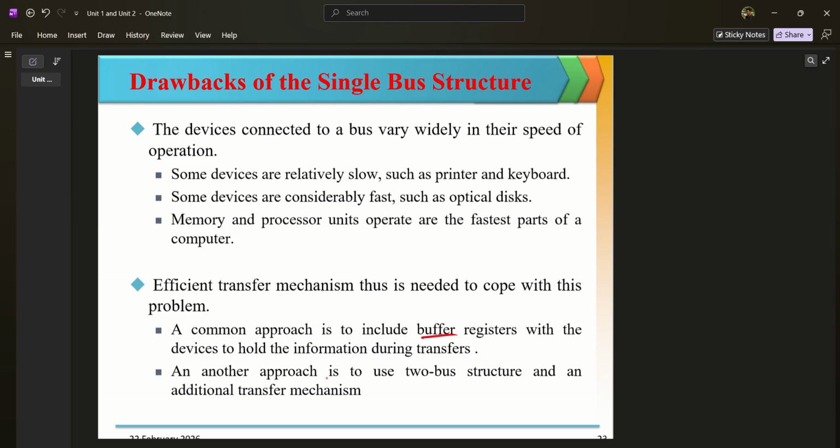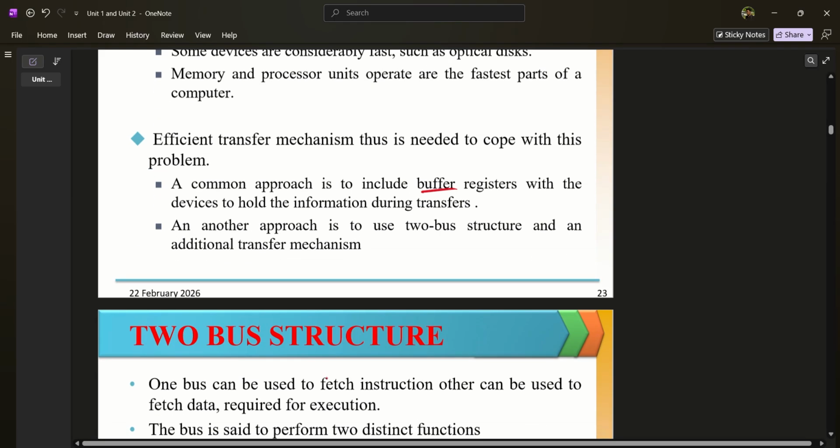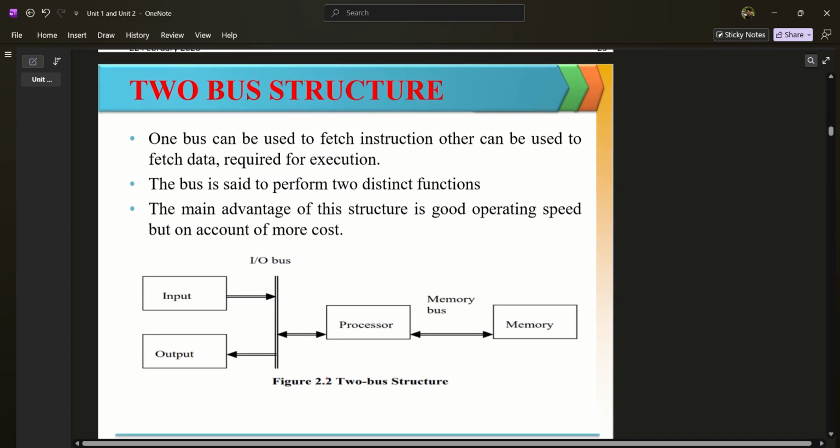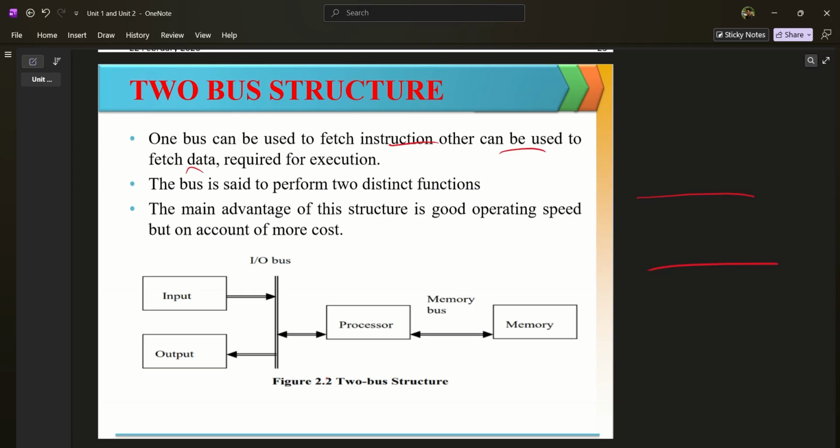Another approach is the next bus structure we will be seeing, which is the two bus structure. In this, one bus can be used to fetch instructions, and the other can be used to fetch data. So basically we're splitting the entire bus structure into two, one for instructions and another for data, so that we split the workload into two equal halves, reducing the workload on each bus.